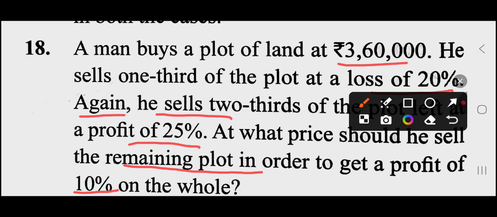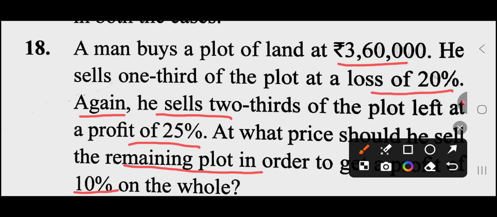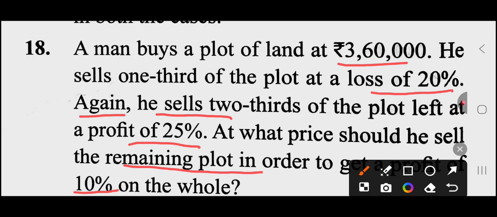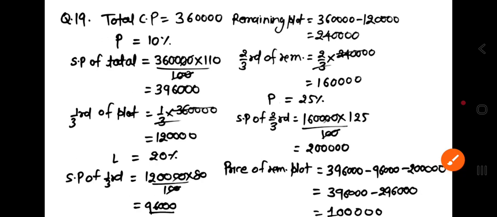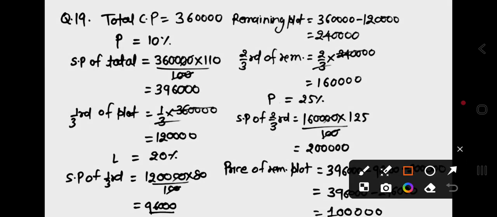His desired profit is 10%, meaning he wants to sell the total land at a profit of 10%, but already he sold 1/3 of the plot at a loss of 20% and two-third of the plot at a profit of 25%. Okay, let's see the solution. This is the solution of question number 18. Okay, by mistake it is written here 19.